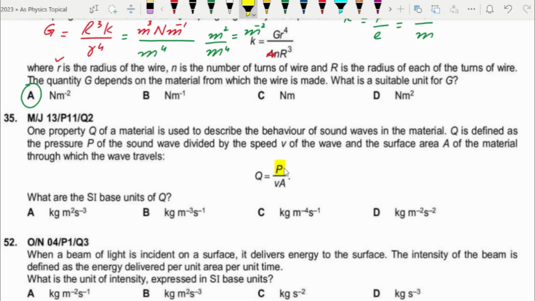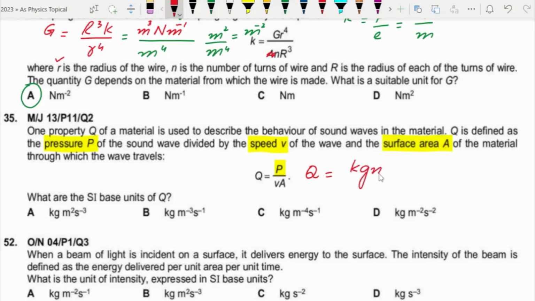For example, P is the pressure of the sound wave, V is the speed and A is the surface area. That is everything that we need to know from this question. So we can now find the SI base units of Q. What is the SI base units of pressure? I tell the students that you should be memorizing the SI base units of pressure as well.